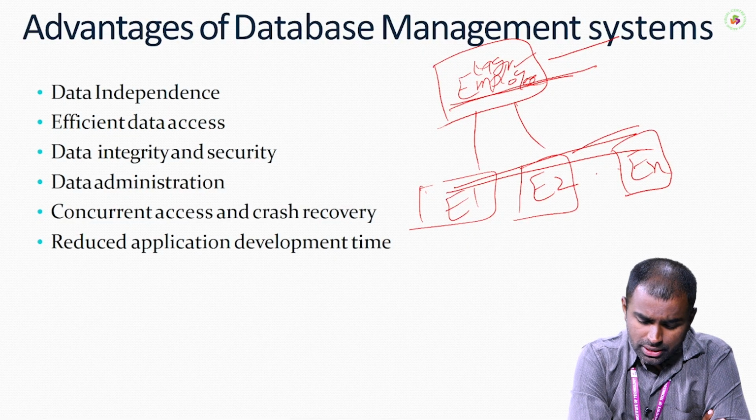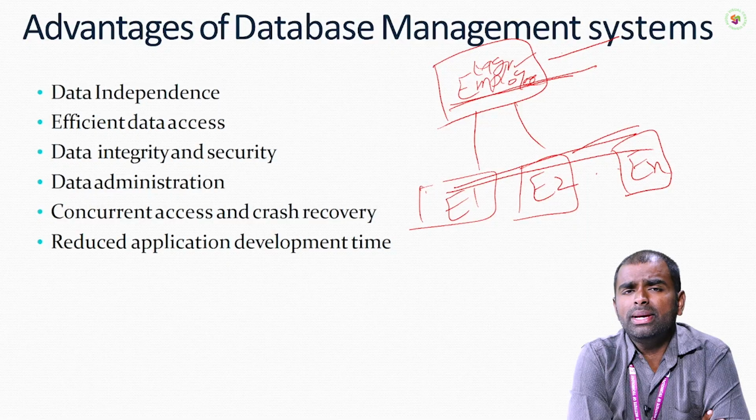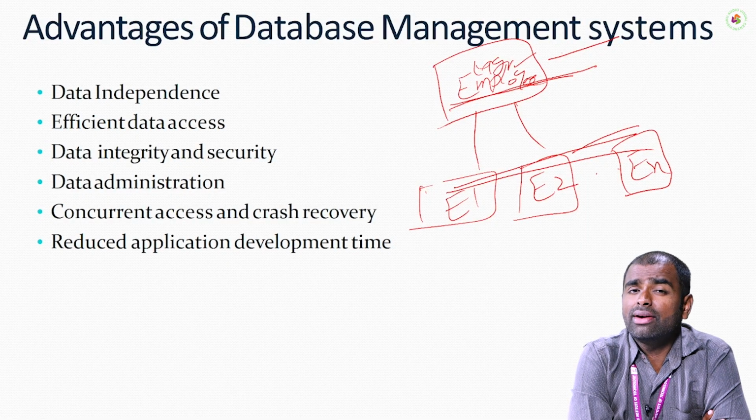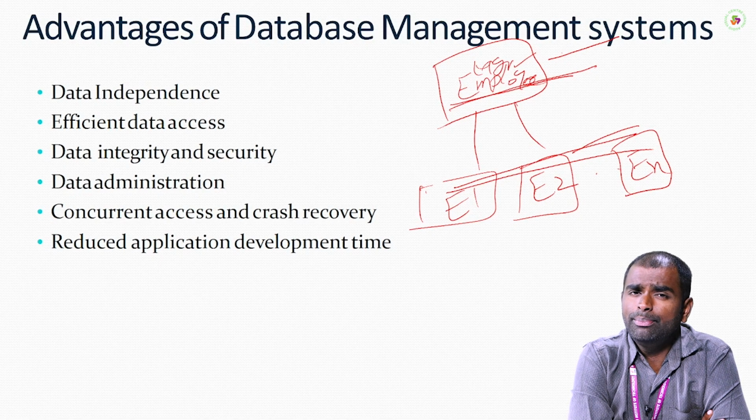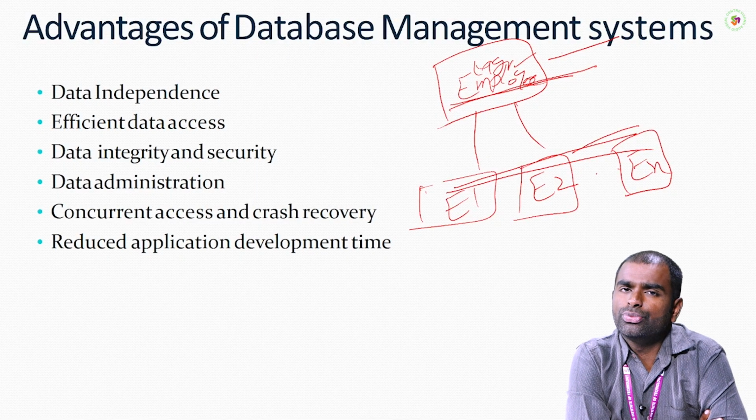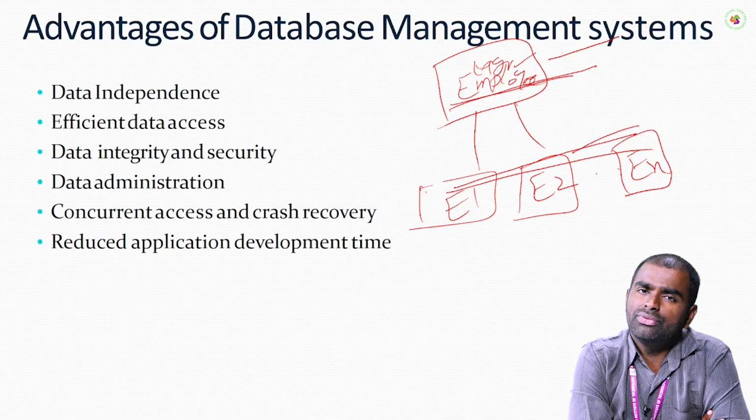The next thing is crash recovery. In DBMS we have a crash recovery mechanism. If the system crashes at execution time, you may lose data. That data can be recovered by using the crash recovery management system, which is another feature of the DBMS, through which we are able to recover the data which we lost.